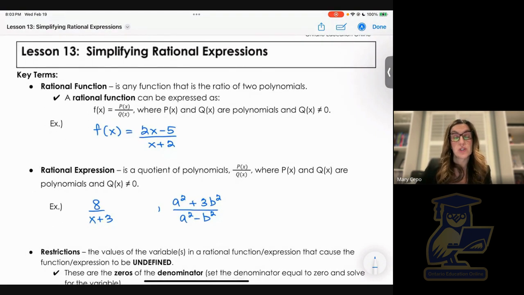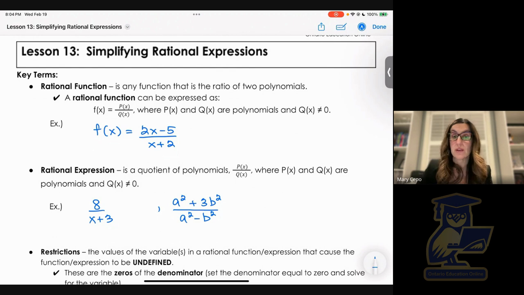A rational function can be expressed as, notice the notation of function, f at x is equal to p at x over q at x, where p at x and q at x are polynomials and q at x does not equal 0. And that's really important. Our denominator can never equal 0. That would make the function undefined. So an example would be f at x is equal to 2x minus 5 over x plus 2.